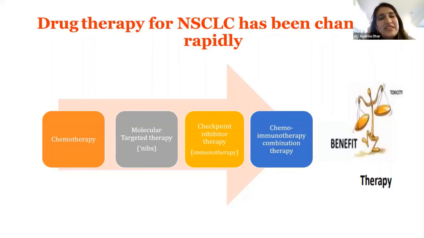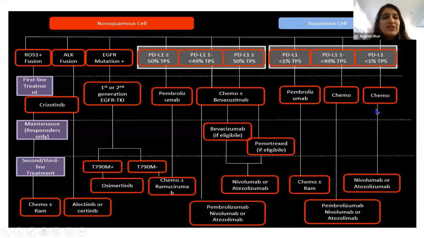So again, if you see, these are the different drug therapies, and look how everything has changed. We can give chemotherapy. You've got your NIBs, which is your molecular targeted therapy. You've got your immunotherapy, and you can do a combination of these therapies. You can do chemo with your NIBs, or you can do chemo with immunotherapy. There are just so many options available today when a patient presents in your clinic with NSCLC. Next, please. So this is very quickly a flow chart based on the NCCN guidelines.